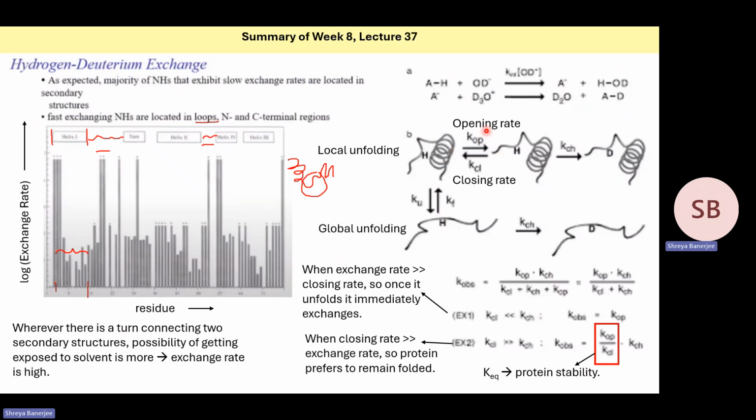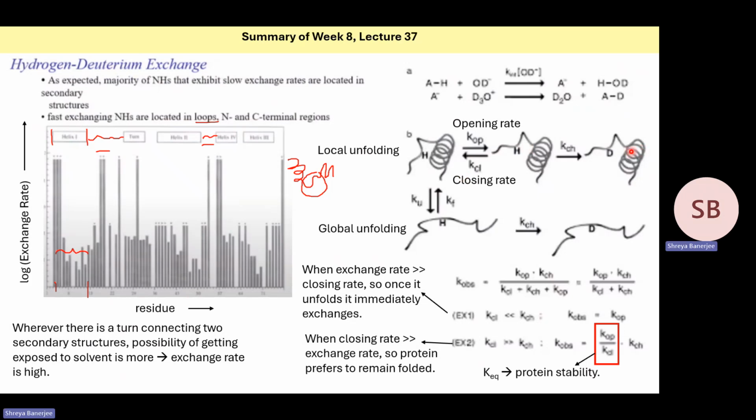So a kind of equilibrium exists between the native structure of the protein and the locally unfolded structure. And from this, once it is unfolded locally, the hydrogen can exchange with deuterium. And this rate is called KCH. You can consider it as the rate of chemical exchange, so hydrogen being replaced by deuterium. So this can only happen after the local unfolding.